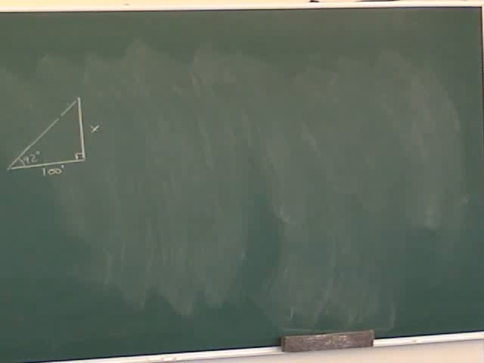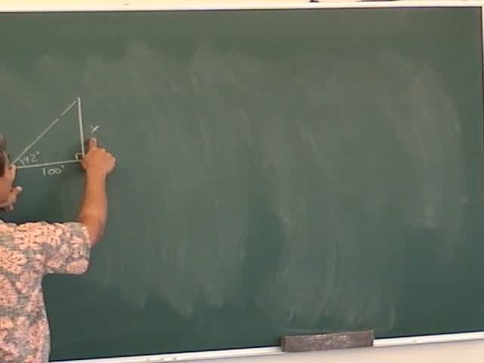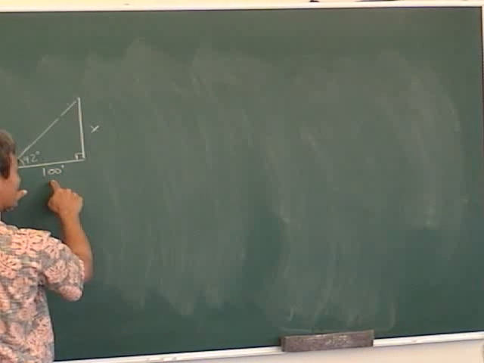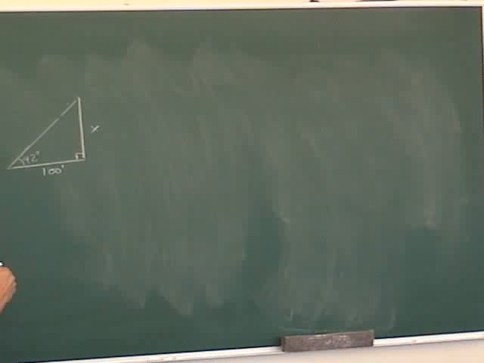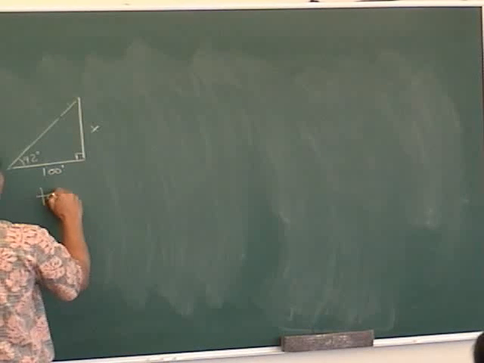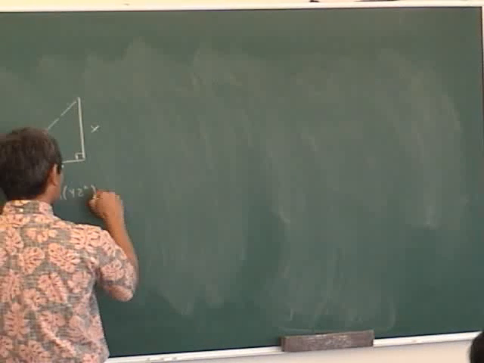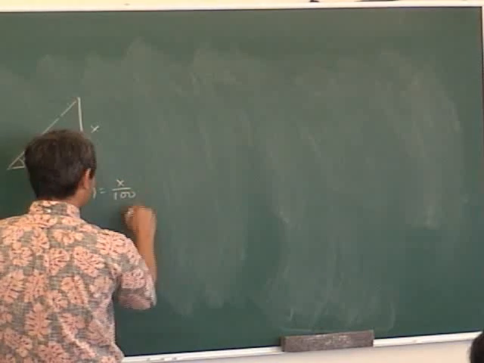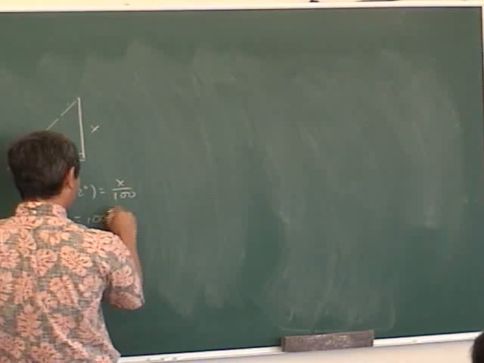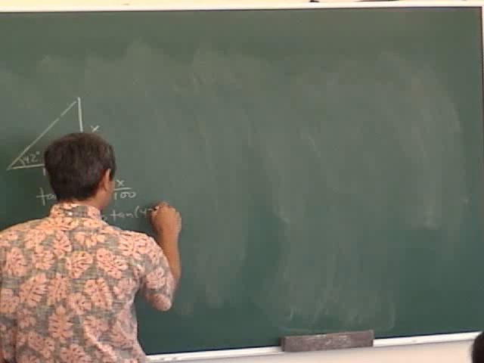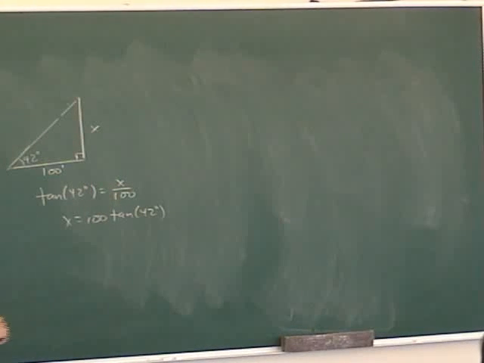Now, if you have a right triangle, you use SOHCAHTOA. Which one do I use, sine, cosine, or tangent? Well, here's the angle. This side is the opposite side. This is the adjacent side. Which one has opposite and adjacent in it? Tangent! Tangent 42 degrees is equal to x over 100. So therefore, x equals 100 times tangent of 42 degrees. And now you can punch that in your calculator.